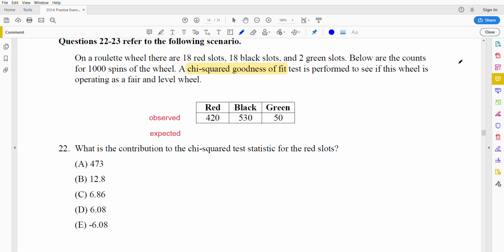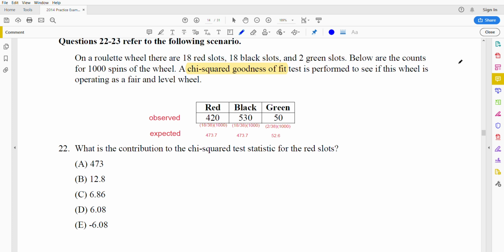For red, we would expect 18 out of 38 times 1,000 landings in red, and that's almost 474. For black, the fraction of times it should land in a black slot is 18 out of 38, but there were 1,000 spins, so times it by 1,000, we get about 474 again. And for green, we would expect it to land about 2 out of 38 times, so for 1,000 spins, that would be 52.6 landings.